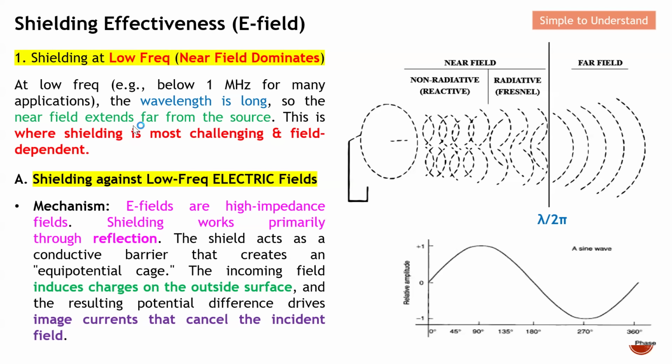So basically, when we counter low frequency electric fields, most of the time reflection will be the dominant factor. The shield acts as a conductive barrier that creates an equipotential cage. The incoming field induces charge on the outside surface, and the resulting potential difference drives the image current that cancels the incident field. So this is how we can curb low frequency electric fields, mainly by reflection, and this is actually very effective.